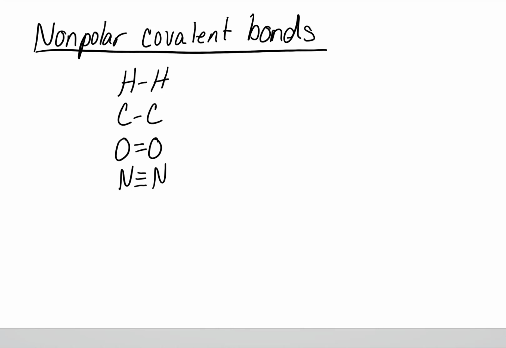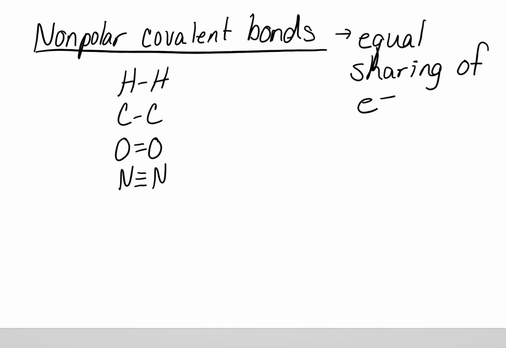And there are no charges associated with the atoms that are part of a nonpolar covalent bond. Because the electrons are shared equally, the electronegativity of the atoms are the same, there are no partial charges that result. So again, that represents a basic definition of a nonpolar covalent bond: equal sharing of electrons between the atoms that are sharing them due to equal electronegativity.